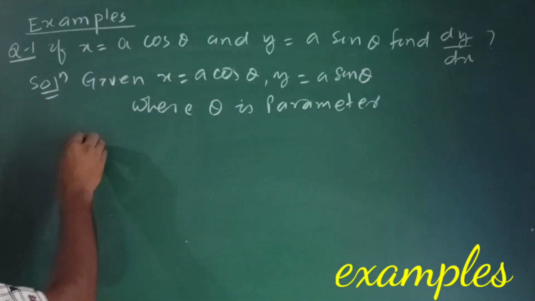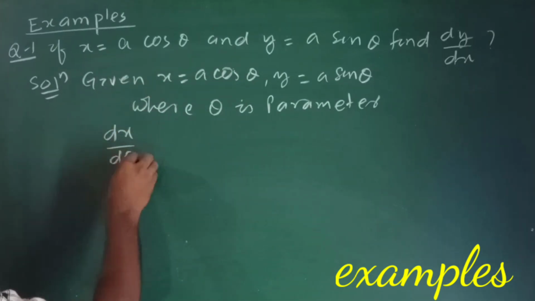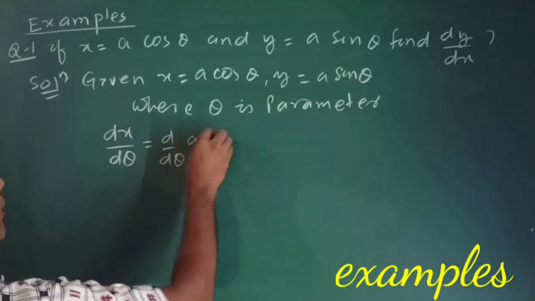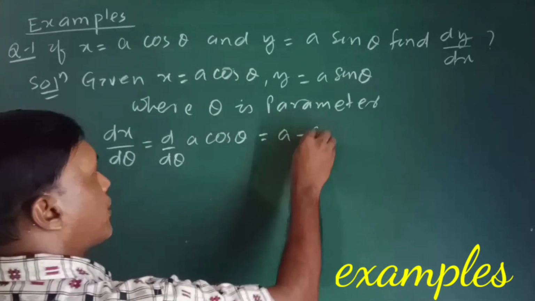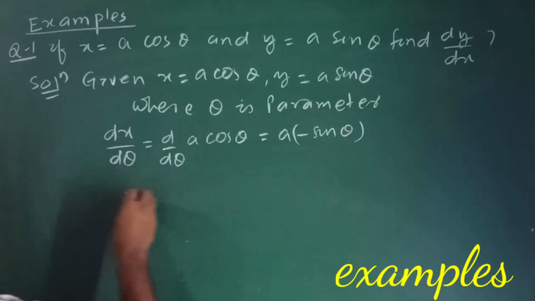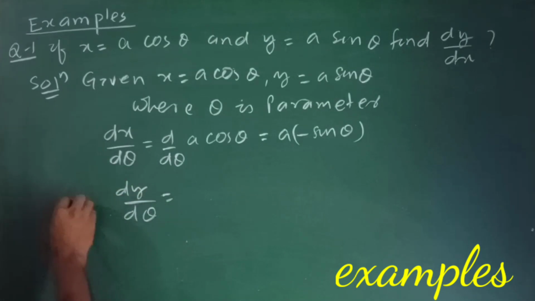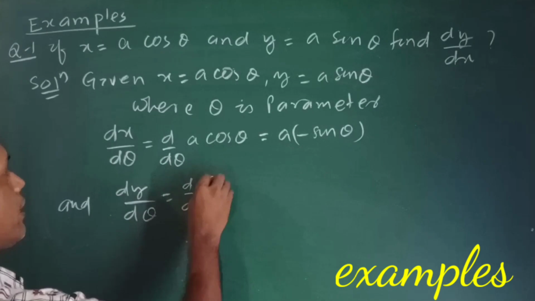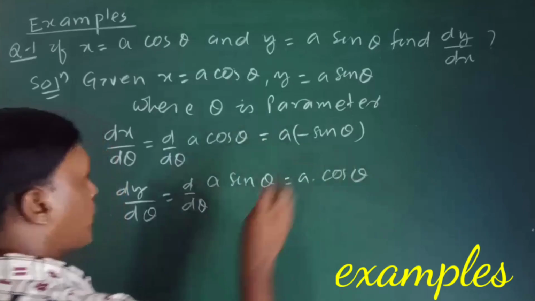Now x is a function of theta. So first we find dx by d theta, which is d by d theta of x, that is a cos theta. A is the constant, and the derivative of cos theta is minus sin theta. Now find dy by d theta, which is d by d theta of y, that is a sin theta. A is constant, and the derivative of sin theta is cos theta.